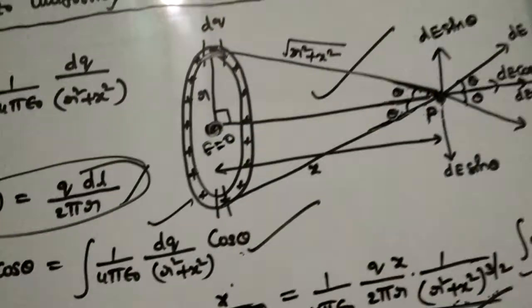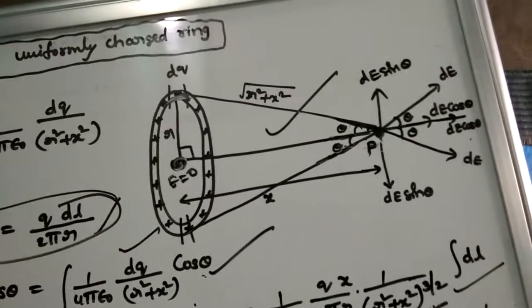So remember, this is the electric field due to a uniformly charged ring.